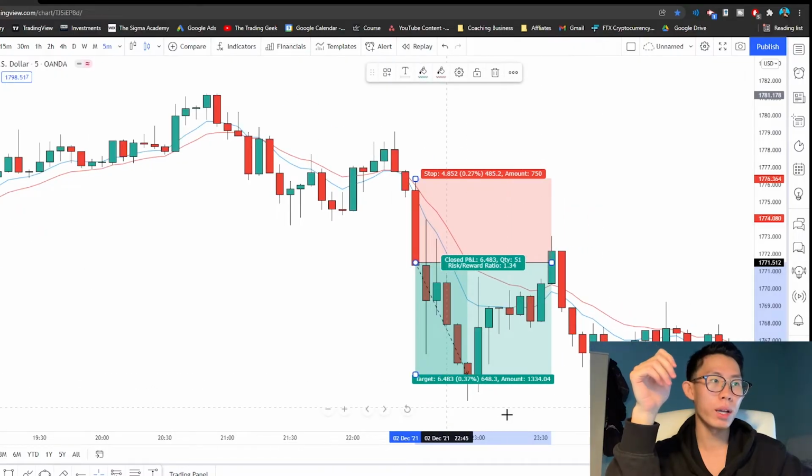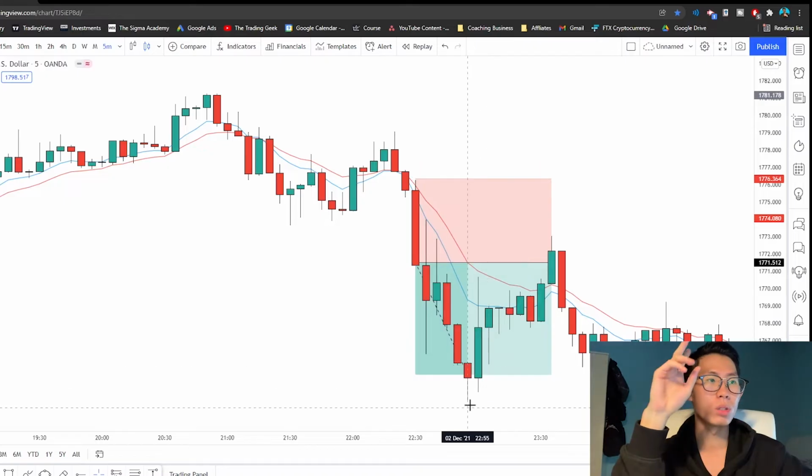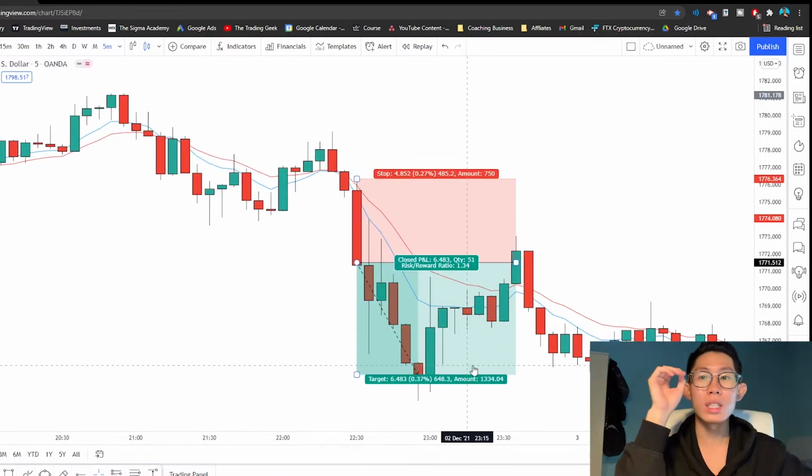And then once price did this huge green candlestick, right, just get out of the trade. Alright, just get out when you see price is reversing. So this is another 60 pips. As simple as that, guys.